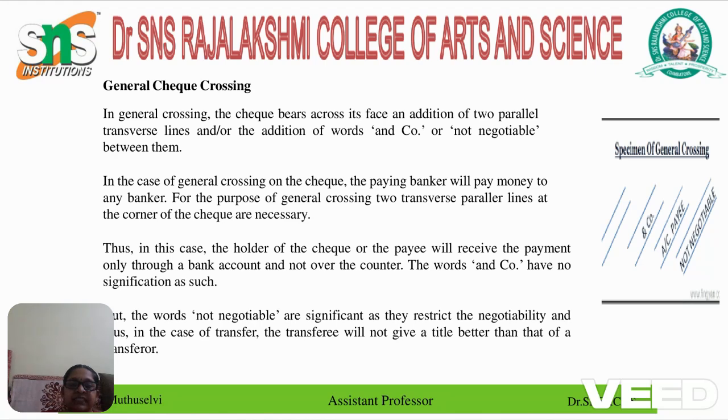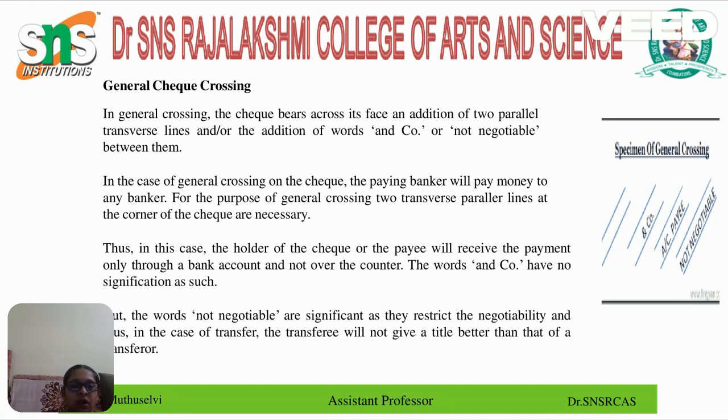The first one is general crossing. General crossing means a check bears across its face an addition of two parallel transverse lines and/or the addition of the words and company or not negotiable between them. In the case of general crossing, the paying banker will pay the money to a banker. The purpose of general crossing is that the transverse parallel lines at the corner of the check are necessary, so that the holder or the payee will receive the payment only through a bank account and not over the counter.